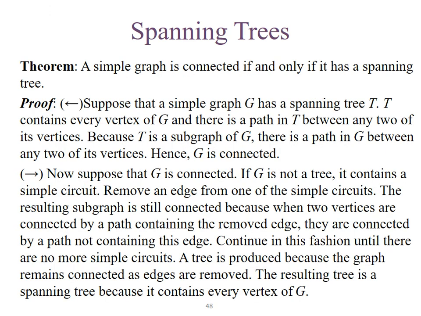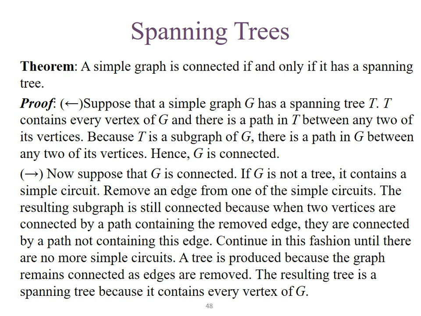All right. So based on this example, we can have the first theorem for spanning tree. A simple graph is connected if and only if it has a spanning tree. Okay. So firstly, let's see the direction from right to left. If it has a spanning tree, then the graph is connected. All right. So this is very easy, right?